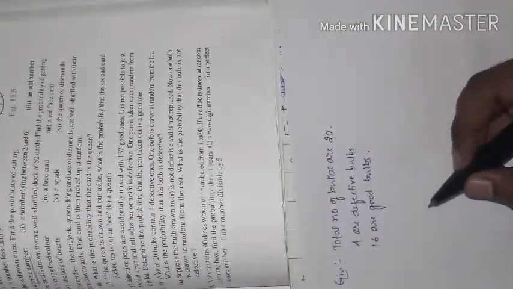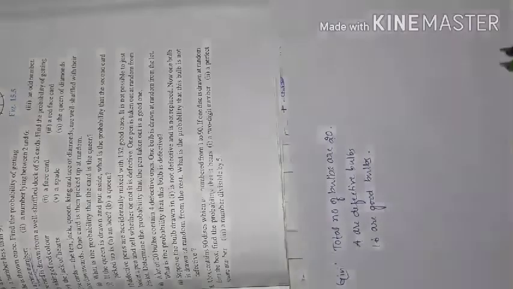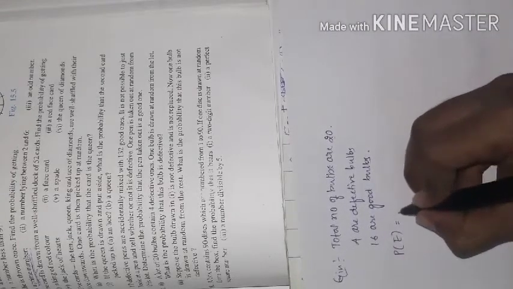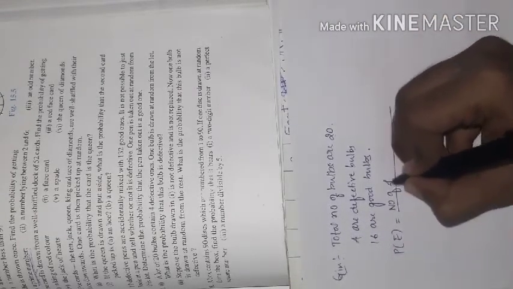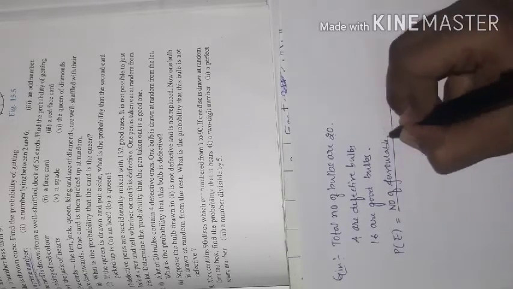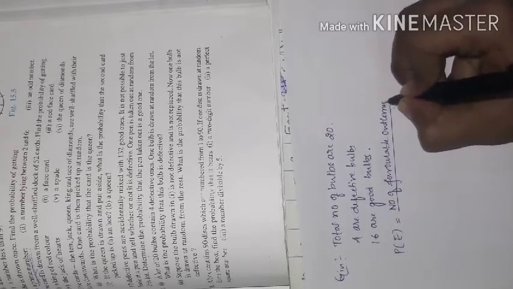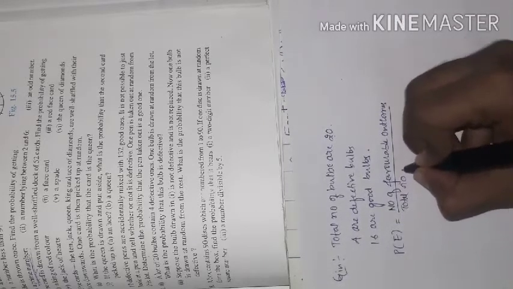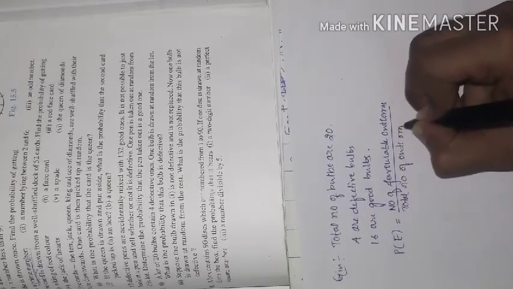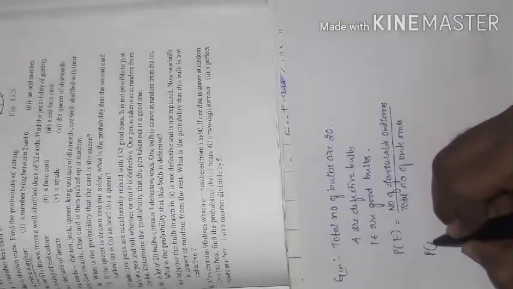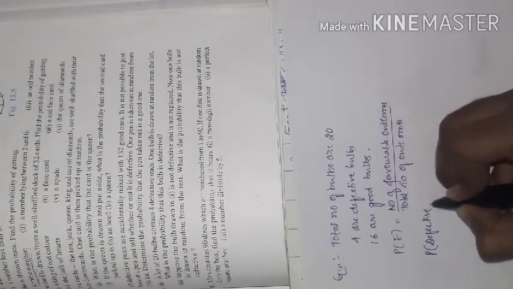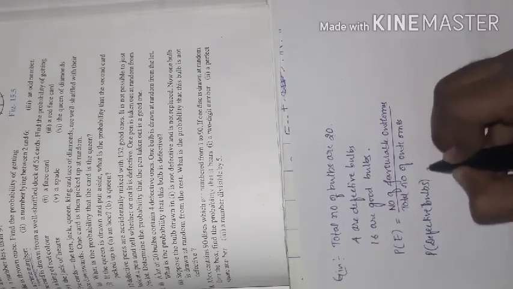Clear with the given part? One bulb is drawn at random from the lot, means one bulb we are going to remove from the lot. So what is the probability of the defective bulb they are asking? When one bulb is taken out of that lot, what is the probability? The probability of an event, we know the formula: number of favorable outcomes to the total number of outcomes. So now probability of defective bulb, one bulb is taken out.